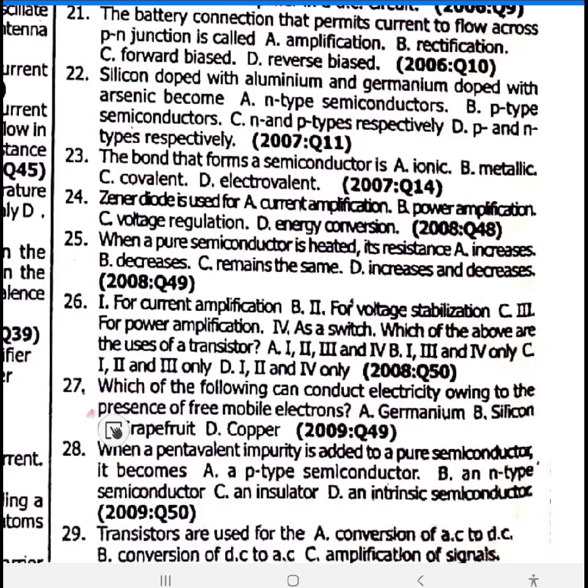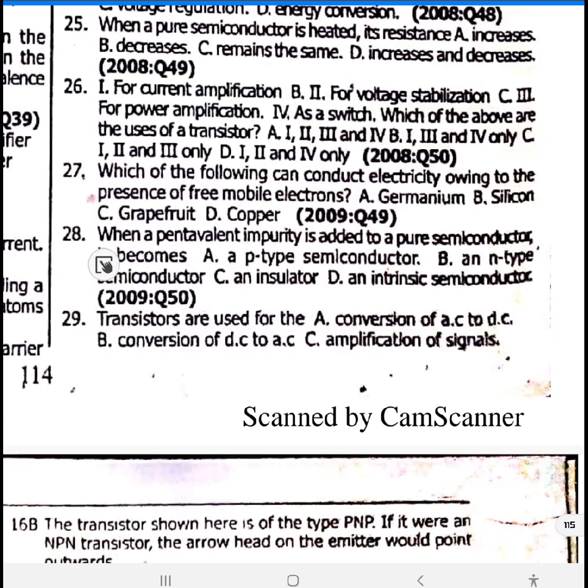27. Which of the following can conduct electricity owing to the presence of free mobile electrons? 27 is option D, copper. Pure metals like copper. While semiconductors like germanium and silicon can also conduct, but they have holes and electrons. They have holes as the positive charge and electrons as their negative charge. When a pentavalent impurity is added to a pure semiconductor, it becomes an n-type.